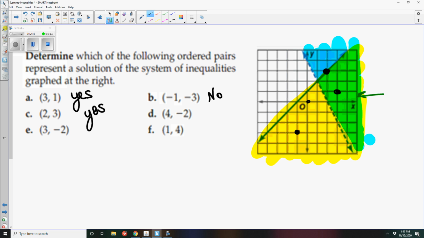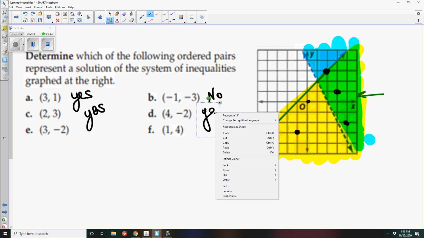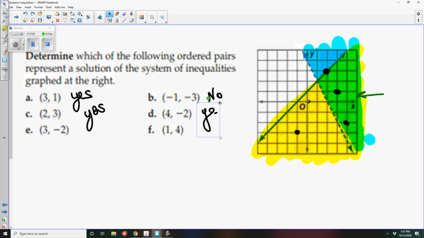Our next one's (4, -2). So that's right 4, down 2. Is that one a solution? Yes, because it's in the green area. Alright, (3, -2). This one's my favorite one. So (3, -2) sends me right 3, down 2. Oh no, I lost my marker.